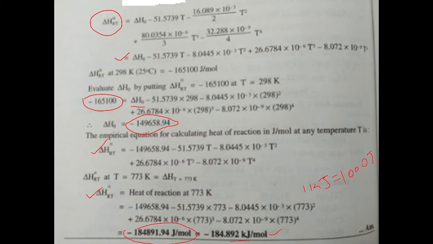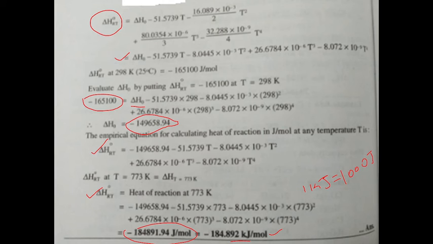On the RHS, the first term is delta H naught, and we are going to calculate this value. Next, substitute capital T in this expression, so T is equal to 298 Kelvin. Finally, we get delta H naught equal to minus 149658.94. Are you clear on that? Okay. So now we are going to substitute delta H naught in the previous expression.